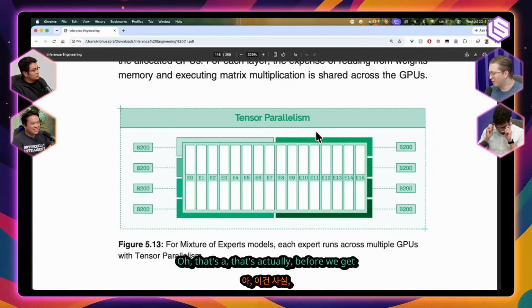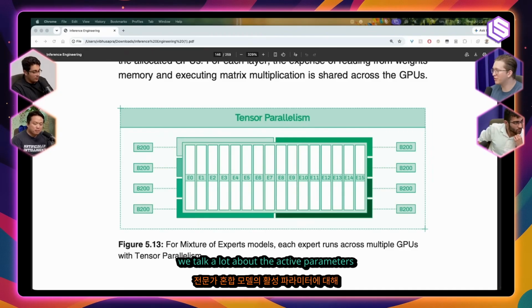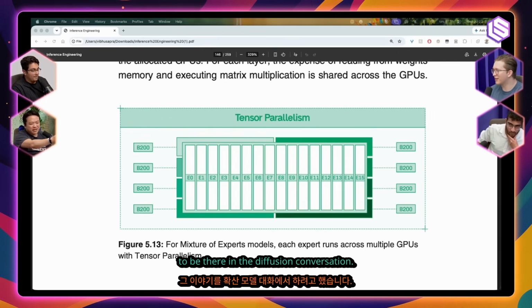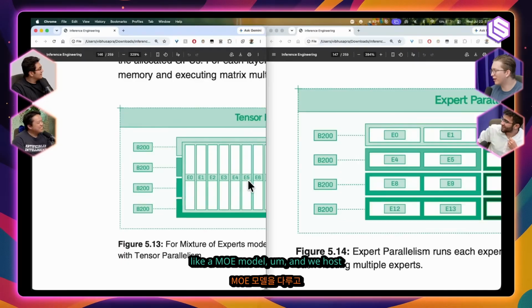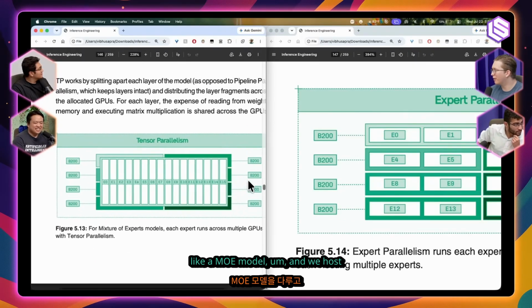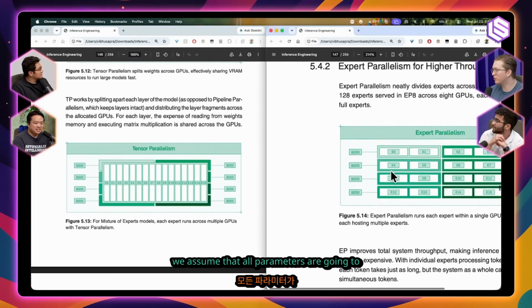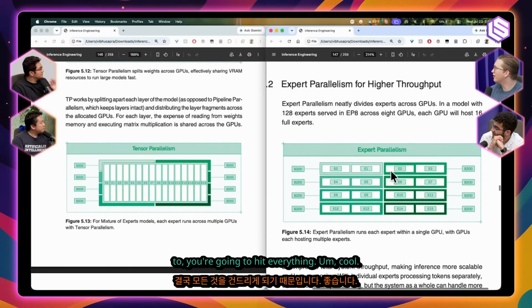Before we get into this, just one other difference: we talk a lot about the active parameters of a mixture of experts model. For local inference folks, that matters a lot because if you have a batch size of 1, you're only activating that many parameters. When we go through an MoE model and host it for an API, we assume that all parameters are going to be active, because throughout your batch, you're going to hit everything.